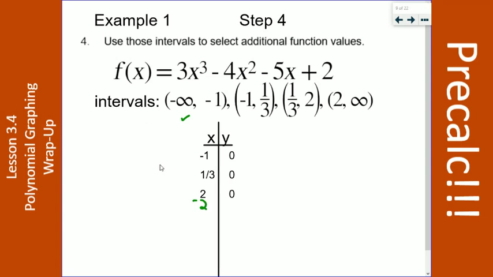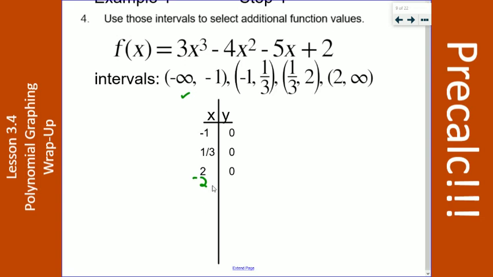We left off here, where we were picking values for our intervals. If we take a look here, we have -2. We've gotten that first one. So let's go with -0.5 on our second interval. And then from 1/3 to 2, let's go with 1. And then from 2 to infinity, let's go with 3. Okay? So now we need to figure out what those function values are.